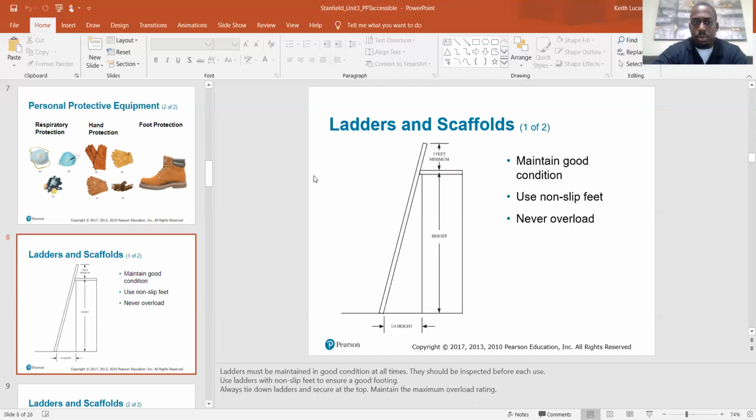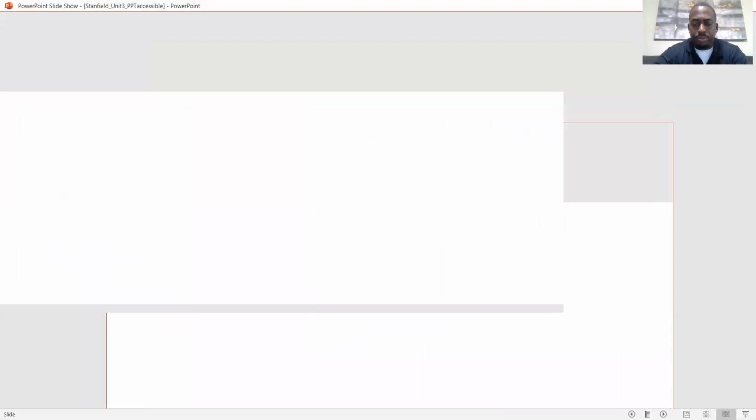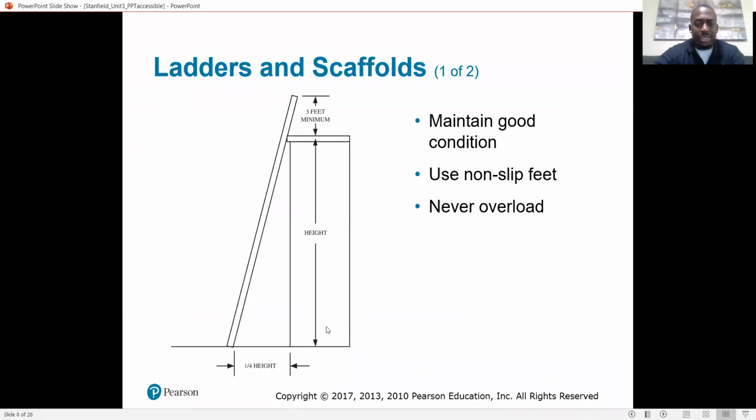So the distance from the base of the ladder to the building, that's important. Let me just make this a little bit bigger. So one of the things that people often do is they set the base of the ladder really far out.